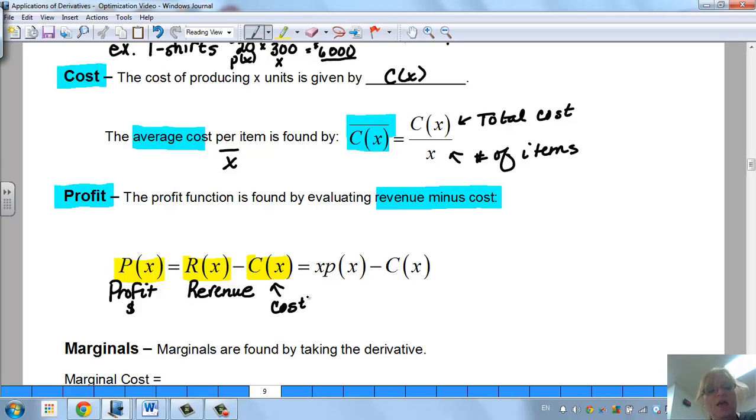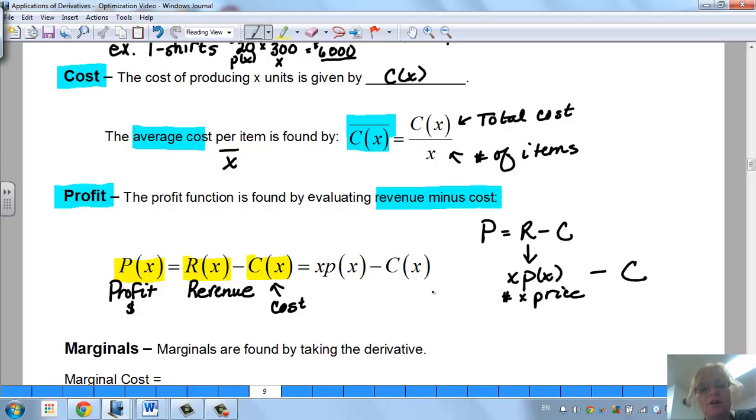All right. Another way we say that, so you got profit equals revenue minus cost. Notice it's capital R. The revenue we learned before was the number of items times the price of each item. So I've got the number of items times the price of each item minus the cost. So you can say that profit is also X times P of X minus the cost.